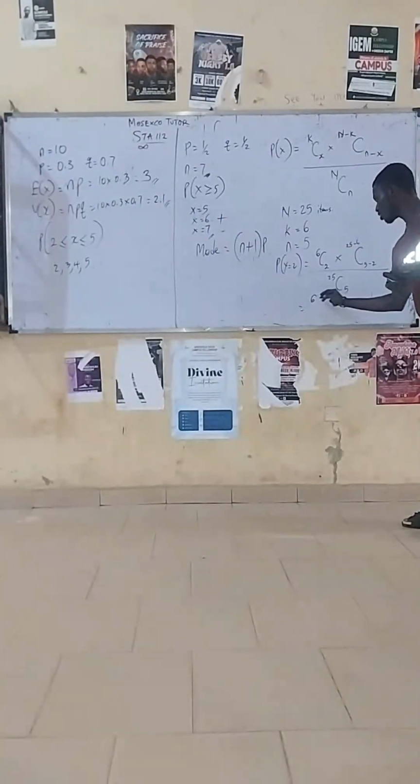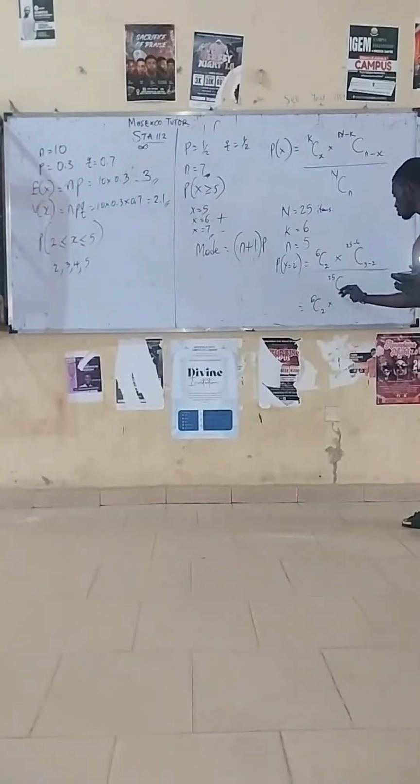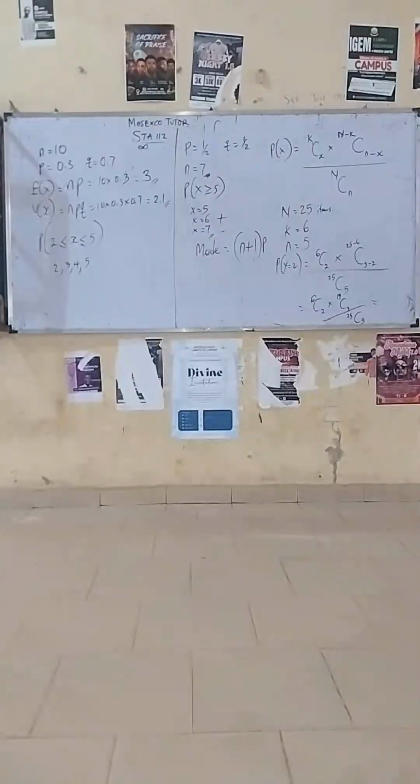So that's 6 combination 2 times 19 combination 3 divided by 25 combination 5. So you get your answer. If you do that, 6 combination 2 times 19 combination 3 divided by 25 combination 5, you get 0.27.